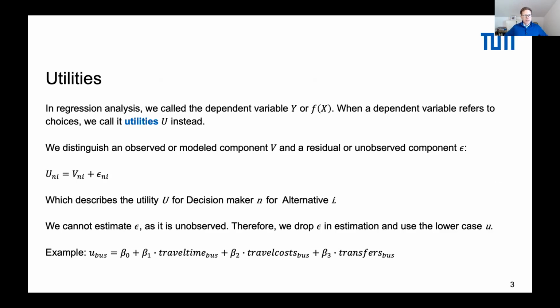So last time we also said that in regression analysis, we call the dependent variable y or f of x. In discrete choice analysis, we call the dependent variable utilities. It's the utility of a certain option, which we can then use to calculate the probability of selecting that option. And we said the utility is expressed as the model component or observed component V, and the residual or unobserved component epsilon, which is the error term, right?